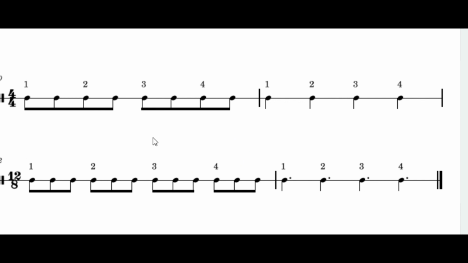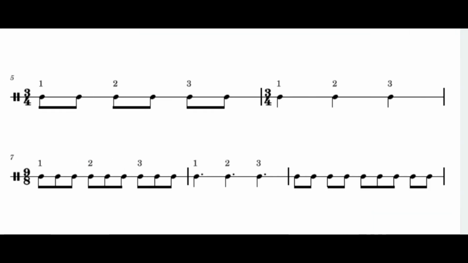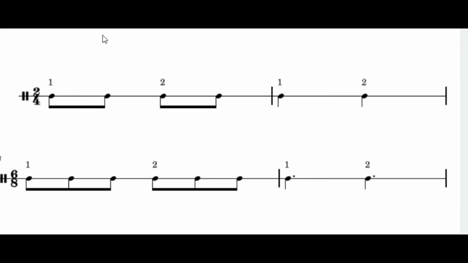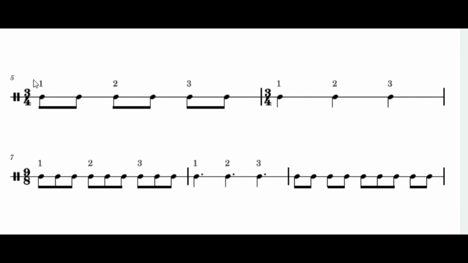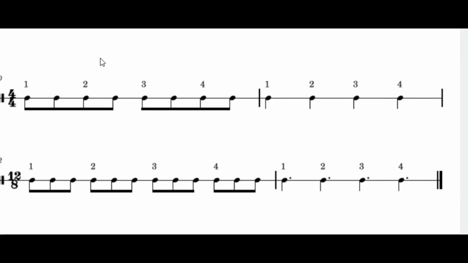So just to recap, if you have duple, your simple duple is going to be 2/4. Your compound duple is going to be 6/8. Simple triple is going to be 3 on top. Your compound triple will be 9 on top. Your simple quadruple will be 4 on top. Your compound quadruple will be 12 on top.